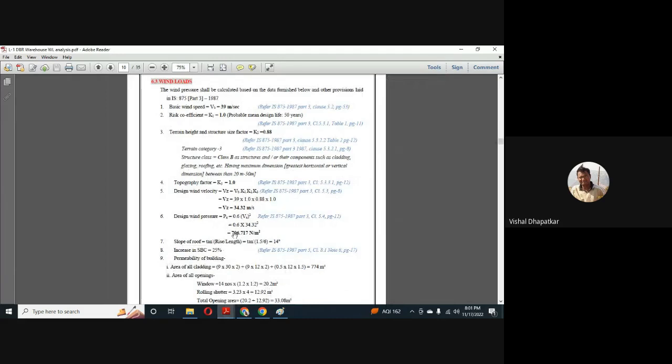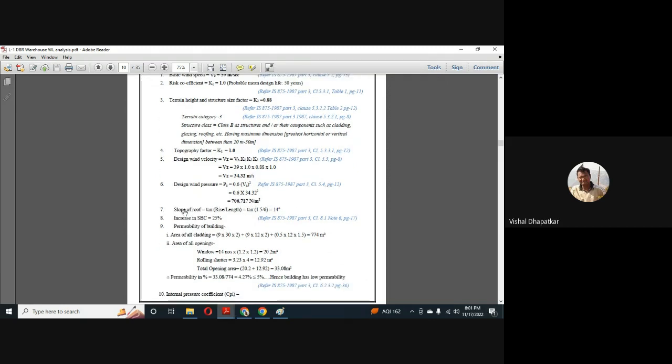So we got design pressure of 706.717 Newton per meter square. This is Newton per meter square. Keep in mind, it is not in kilonewton per meter square or kg per meter square. It is Newton per meter square. Okay. Then slope of the roof, we have 14 degree.